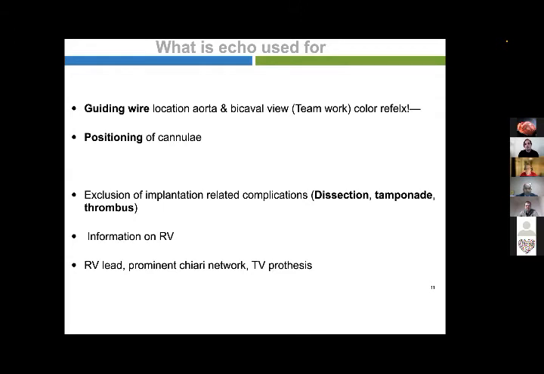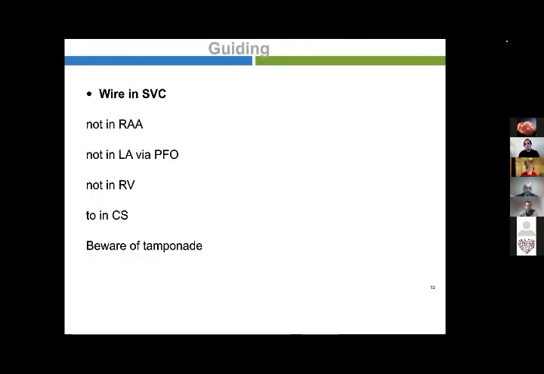As well, we give some pretty important information on the right ventricle, as my previous speaker focused on before. And of course, we have to look for an RV lead or a prominent Chiari network, which can be a problem while positioning the wire, as can a tricuspid prosthesis. When we look for the wire in the SVC, we make sure that the wire does not finish in the right atrial appendage, does not go the wrong way via a PFO to the left atrium, and does not finish in the right ventricle or the coronary sinus.